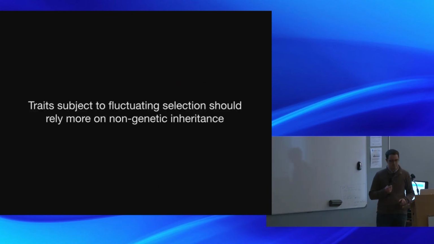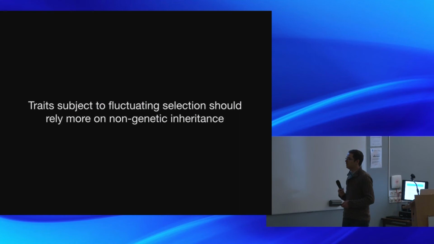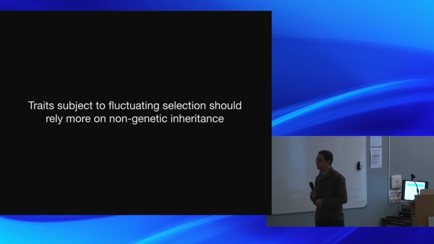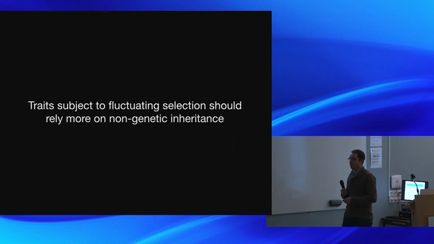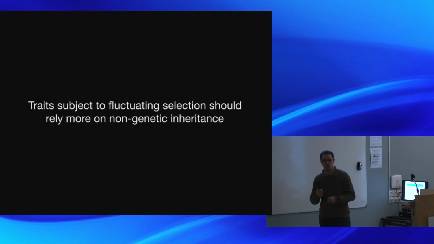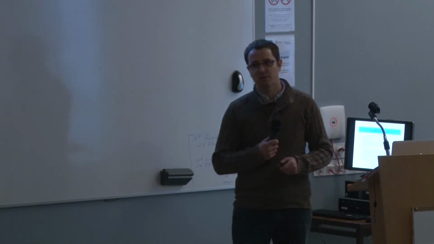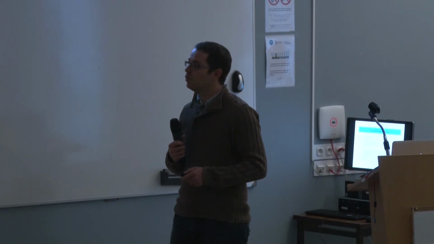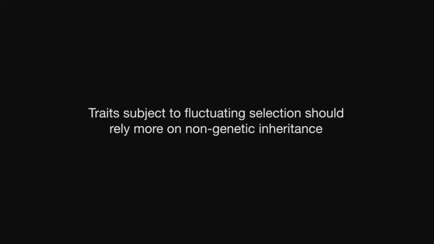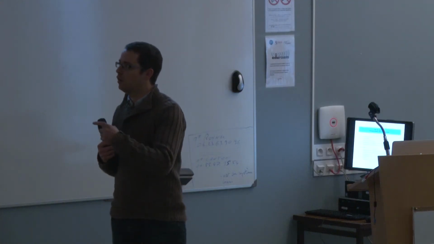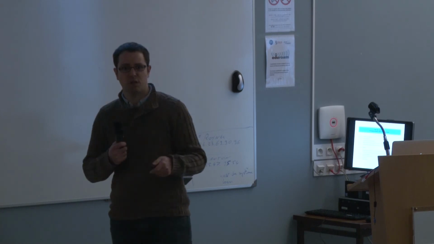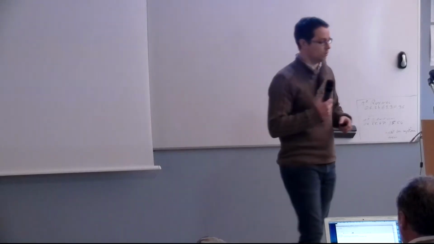Okay. And so the take-home message at this stage is that traits under fluctuating selection may rely much more on non-genetic inheritance than traits in a stable environment. And actually, if you have a variety of traits for an organism, we can predict that the contribution of one specific medium, depending on its mutation rate, will depend on the amount of environmental changes that affect the trait.